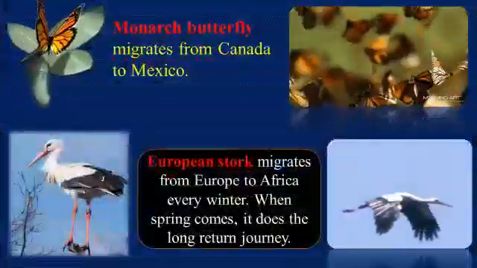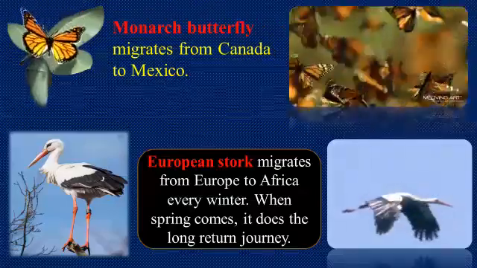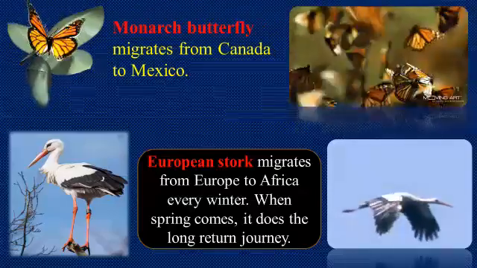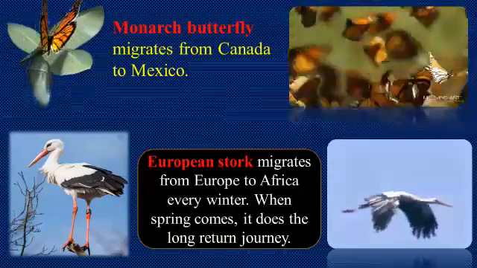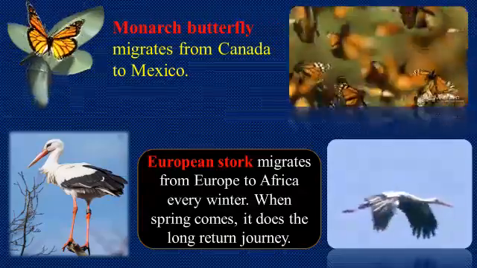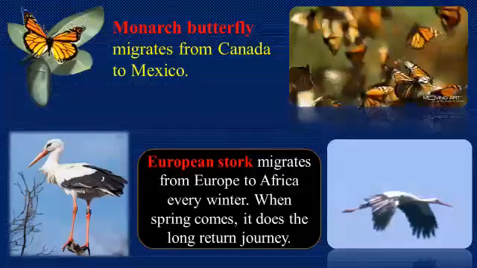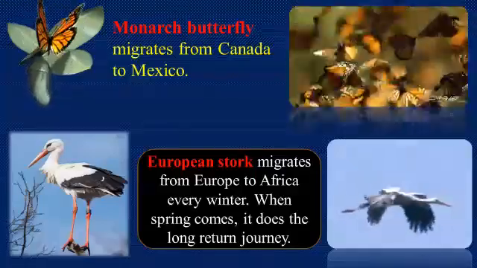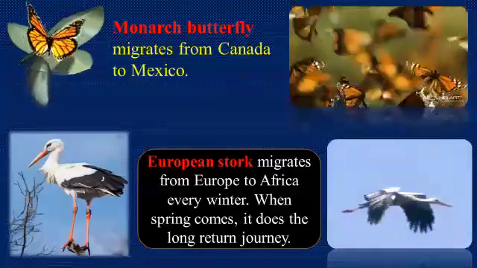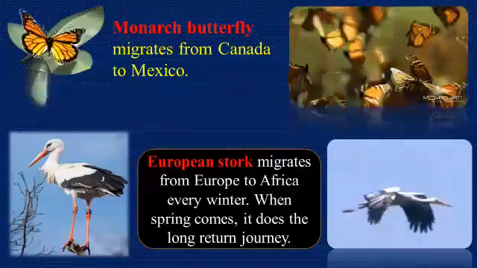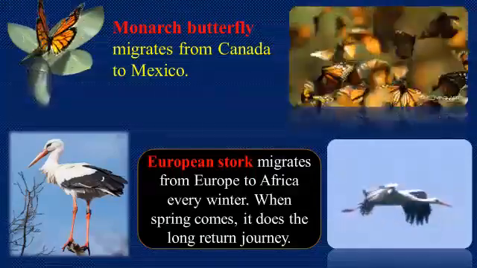There are migratory butterflies also. Monarch butterfly migrates from Canada to Mexico. Then European stork migrates from Europe to Africa every winter. When spring comes, it does the long return journey. European stork is a bird.